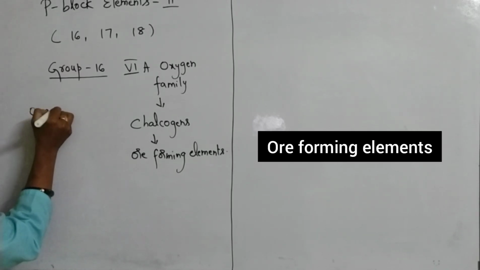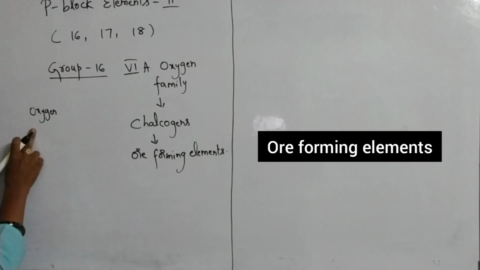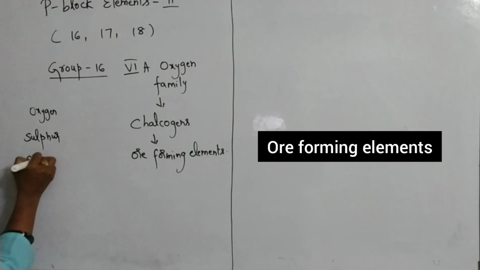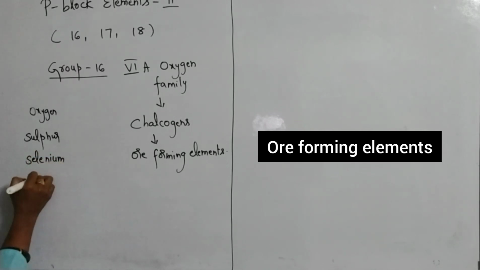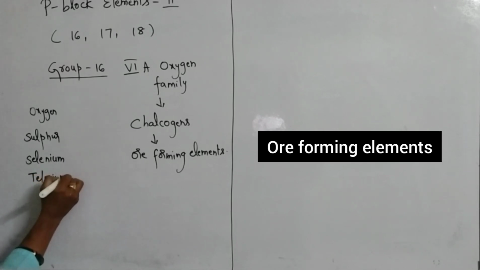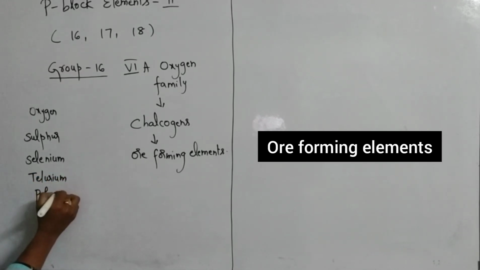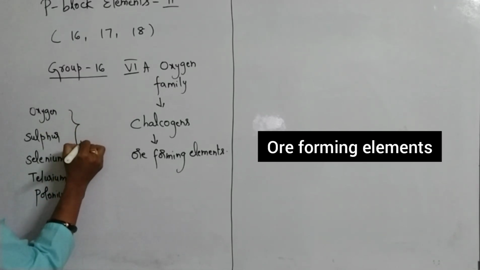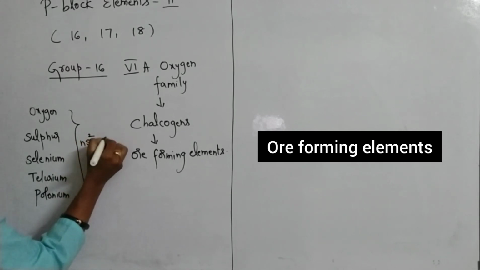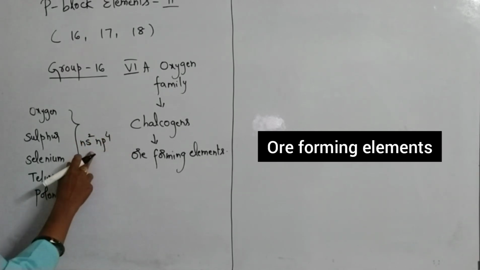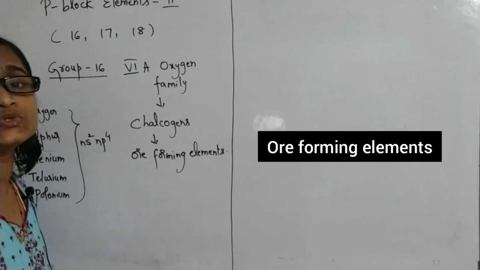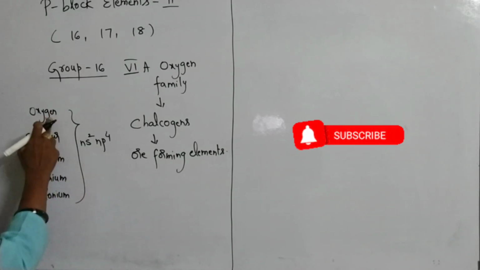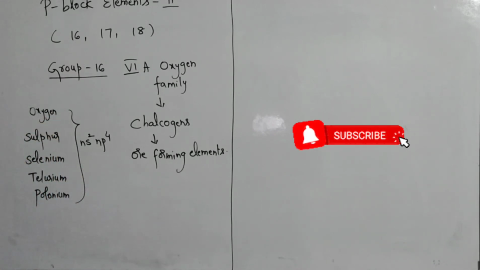The 6A group elements are oxygen, the first member of this family, then sulfur, selenium, tellurium and polonium. Why are they called 6A group elements? They have the general outermost configuration ns2 np4. That's why you call them 6A group elements. Oxygen, sulfur, all these are ore forming elements.